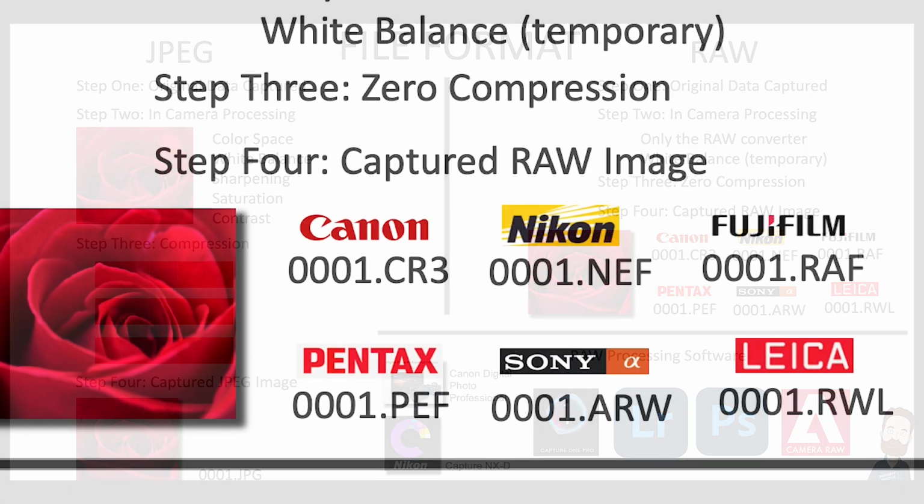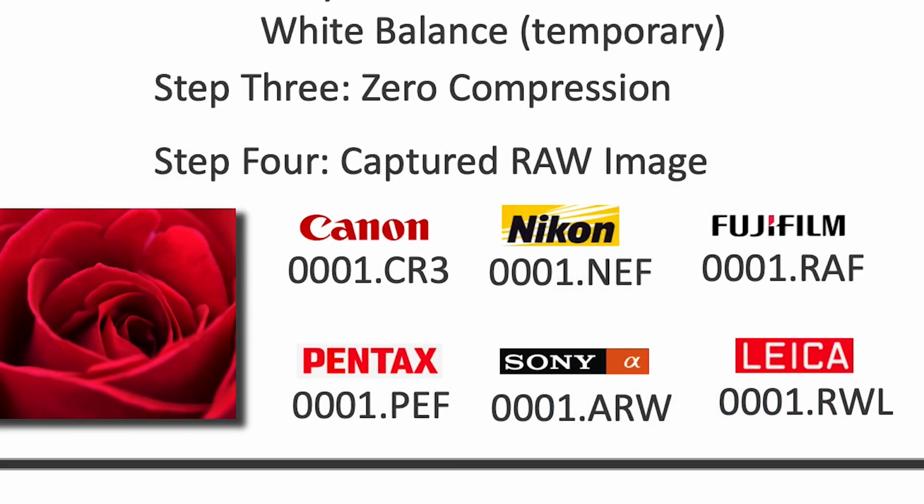Now notice the proprietary formats. You'll get used to seeing them. So .cr2 or .cr3 is a Canon, .nef is a Nikon, Pentax is .pef. You kind of get the idea. So that's how you know it's a RAW file and not a JPEG, because it doesn't say JPG.